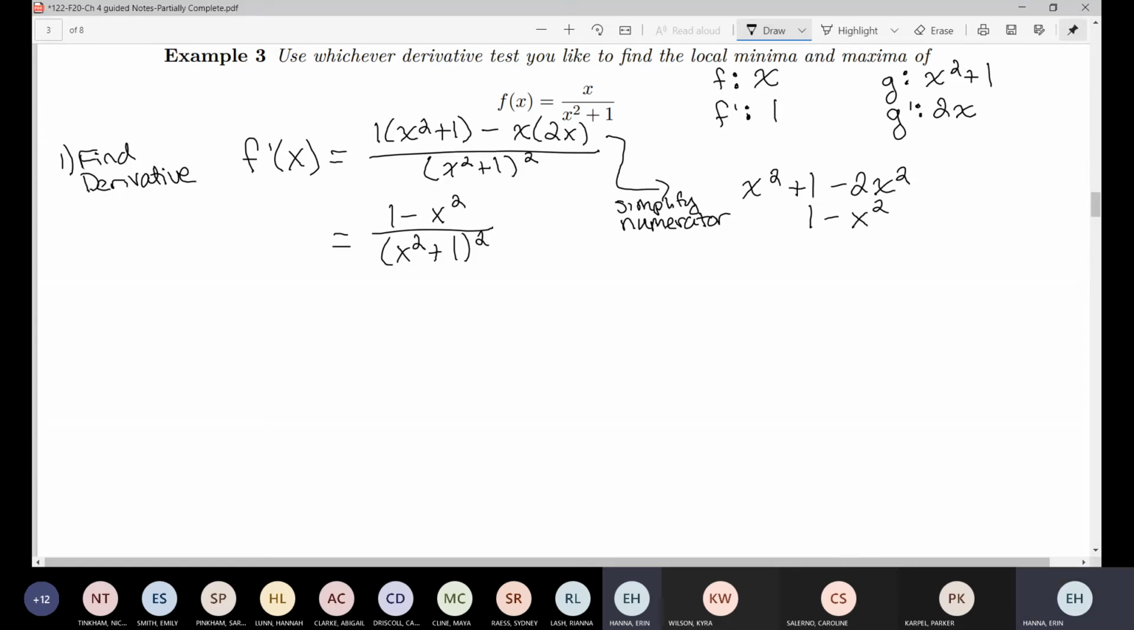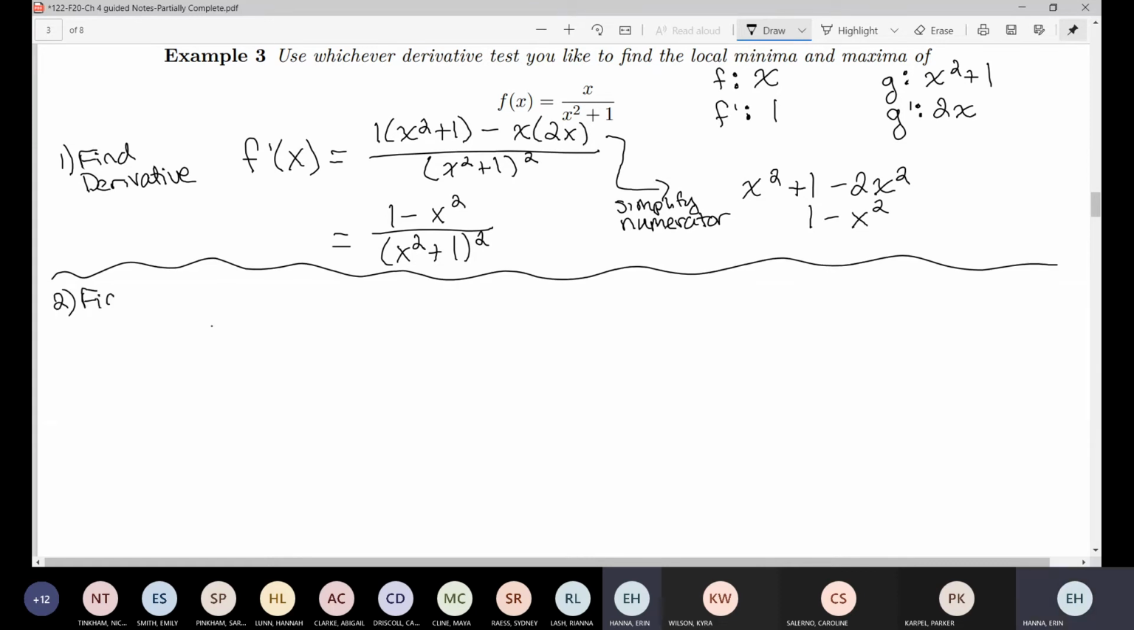So we found the derivative. Next, find critical points. Two options for a critical point: the derivative is 0 or the derivative is undefined. We have a denominator here, so we'll have to check that. So first, let's do the derivative equals 0. 1 minus x squared all over x squared plus 1 all squared equals 0.